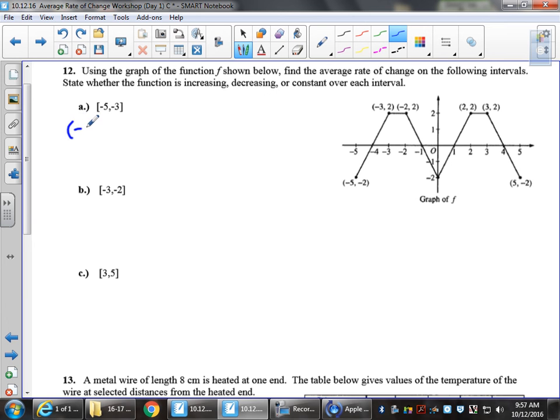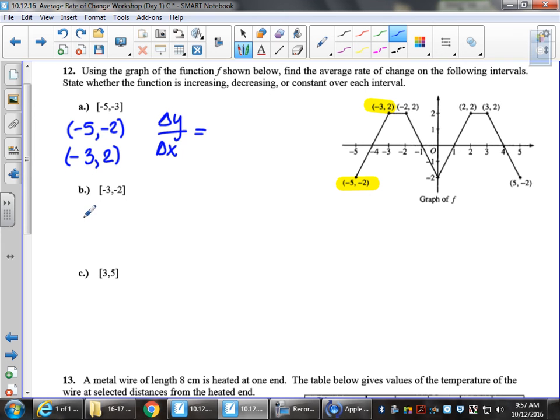So I ask myself, when x is -5, where is y? So this is an ordered pair that I need. -5, -2 will be my first ordered pair. My next x value from the interval is when x is -3. Where's the y value? It's at 2. So -3, 2 is what I need. So I have change in y divided by change in x, and I can go from there.